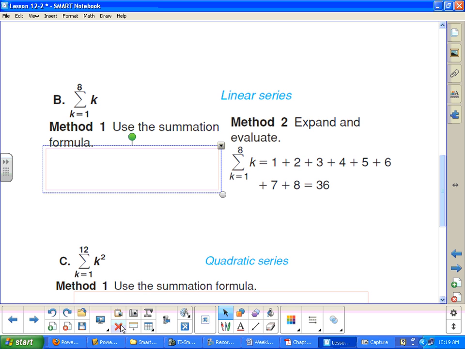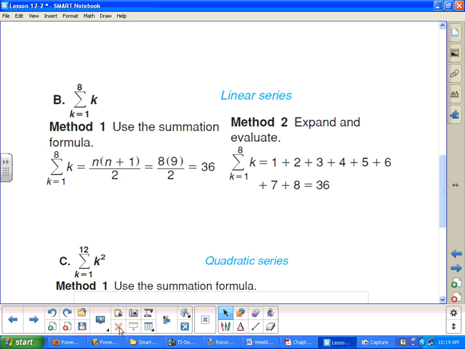Or we could use the formula in this case, which says I take the value of n, which is 8, and what's 1 more than 8? 9. So 8 times 9 is 72, divided by 2 is 36. And that's actually faster than plugging all that in your calculator too. Okay. So if it's linear, we just have k here. Just add those numbers together.